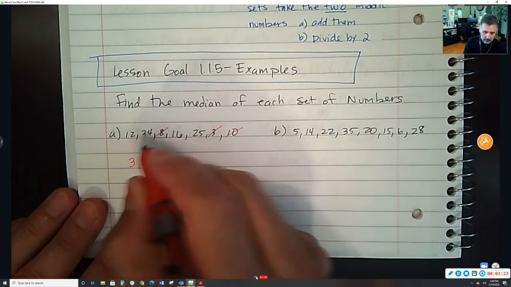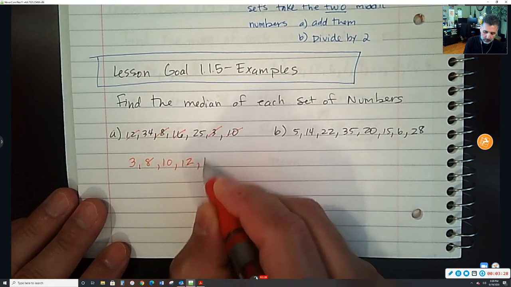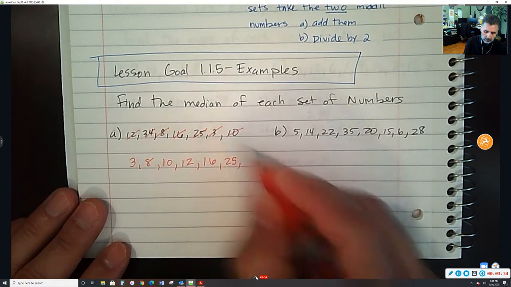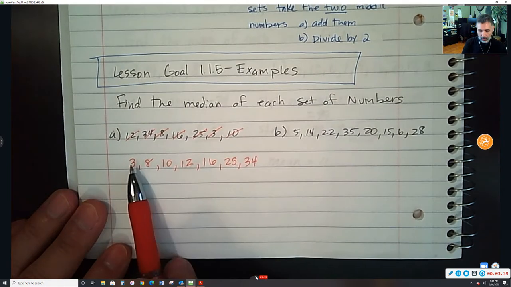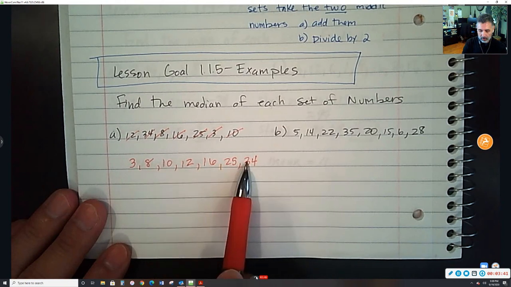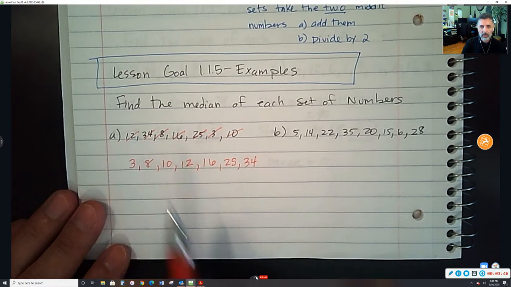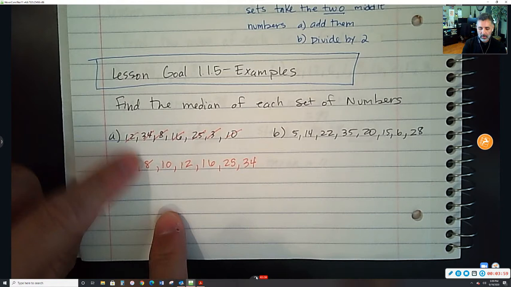Right, then we have 12. Right, then if you look, there's 16, 25, and then 34. And then just to double check them, I'm going to count them. There's 1, 2, 3, 4, 5, 6, 7. And then in my original list, there's 1, 2, 3, 4, 5, 6, 7. Okay, so I did write them all down. That's probably the most common mistake students and teachers sometimes make, is they don't copy down all the numbers.